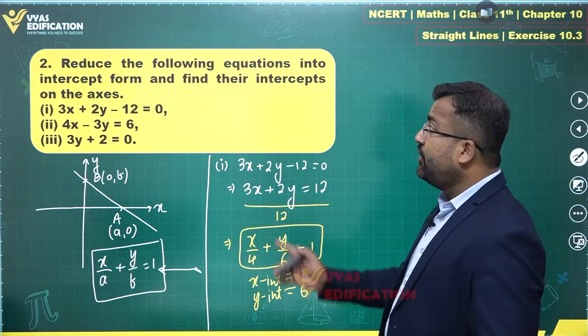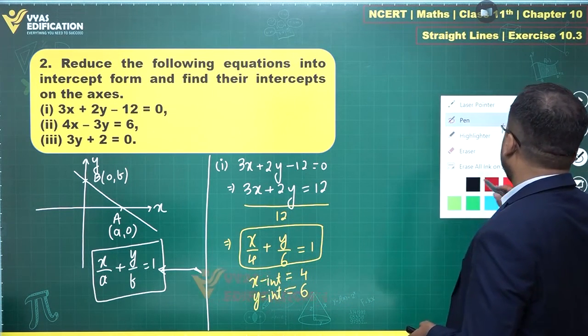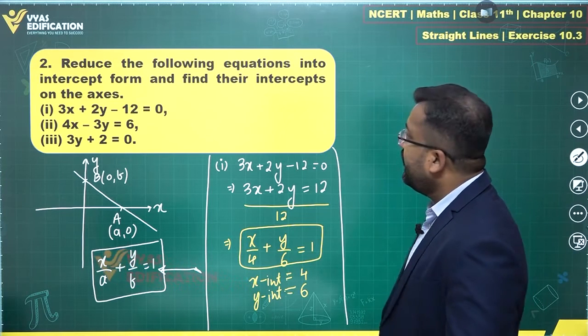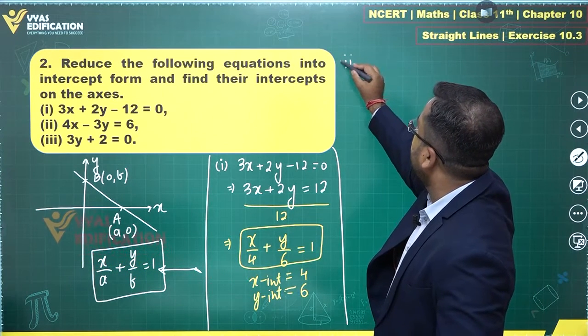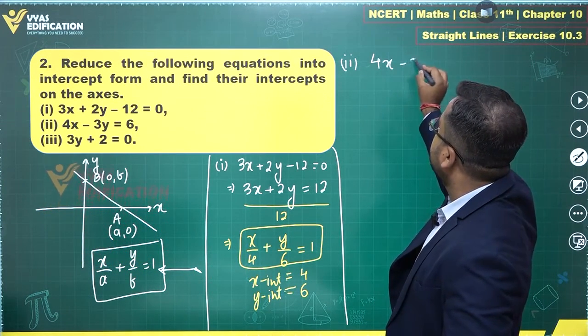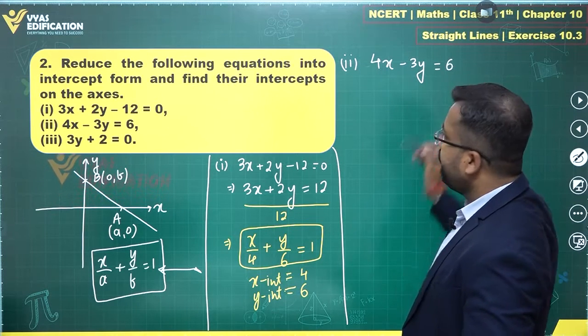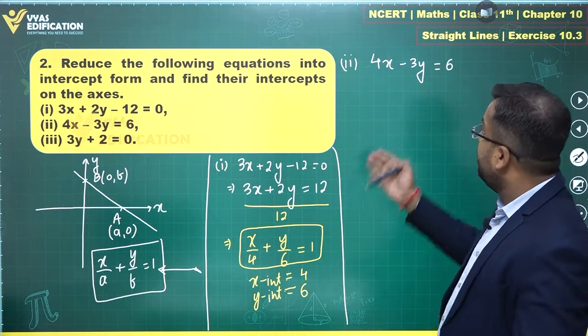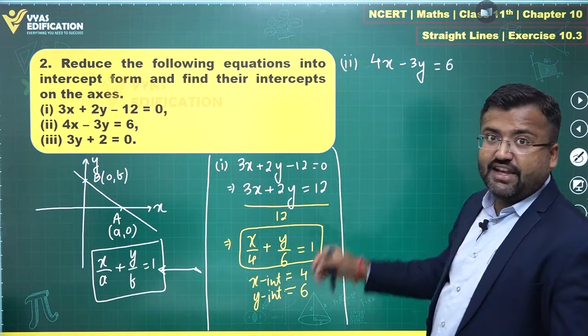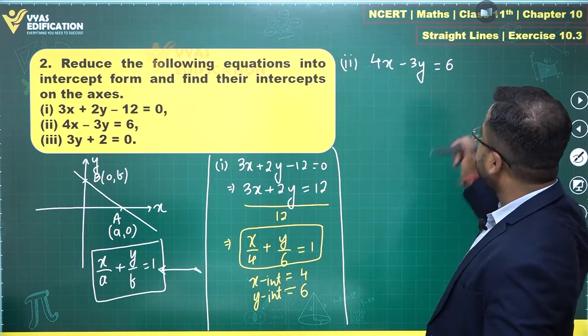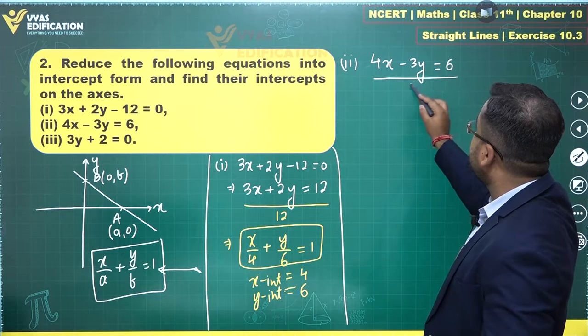After this, let's talk about the second part over here. What does the second part have? The second part has 4x minus 3y. The equation is 4x minus 3y is equal to 6. If you observe carefully, we have all terms having x and y on the left hand side and we have the constant on the right hand side. So simply divide by 6 is what we are supposed to do.